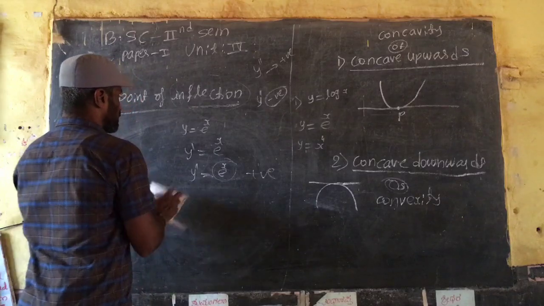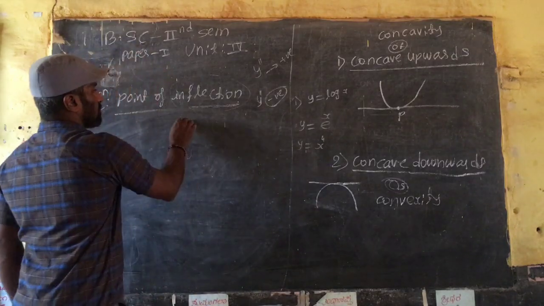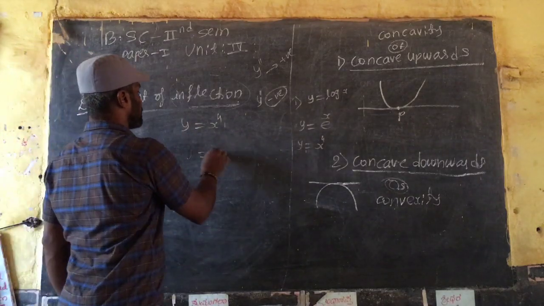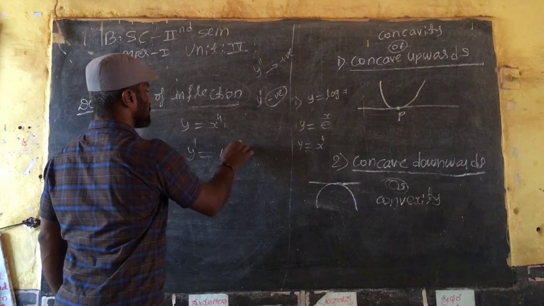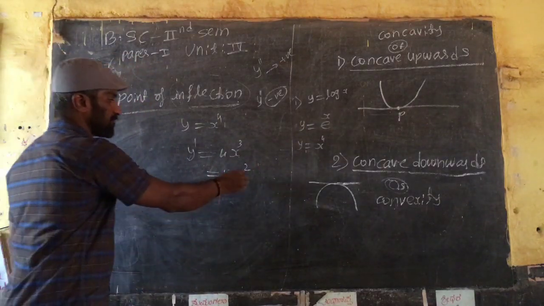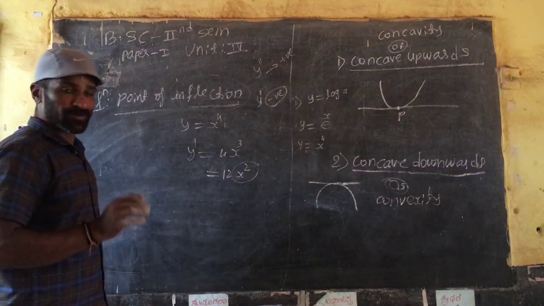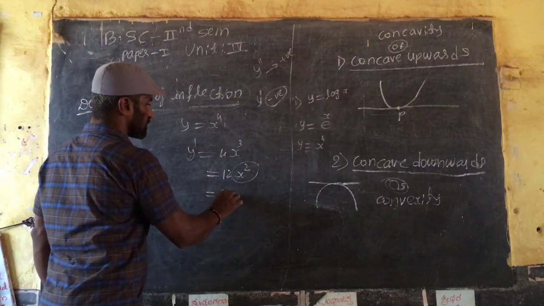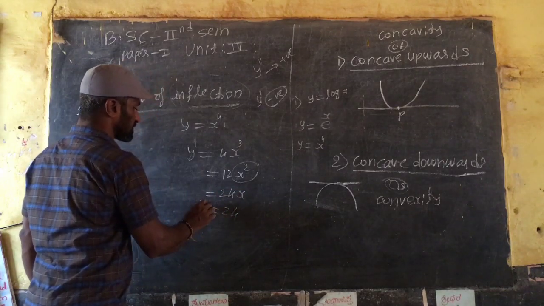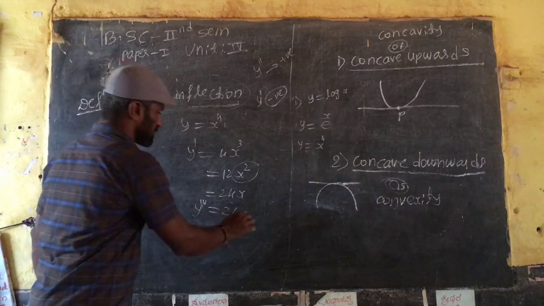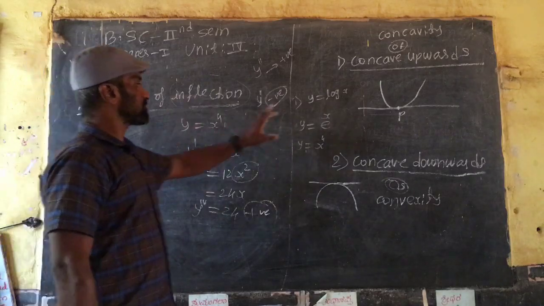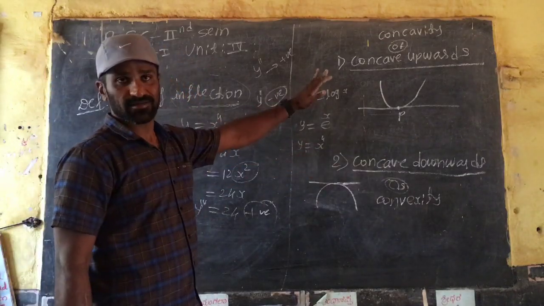Next example, y is equal to x raised to 4. Differentiating, y dash is 4x cube, again differentiate, 12x square. A variable x remains, and it should not remain, so we keep differentiating. So 24x, again differentiate, it is 24. So y4, the fourth derivative, gives the value 24, which is positive. This point is called concave upwards.